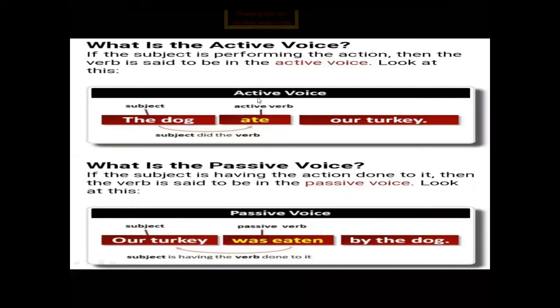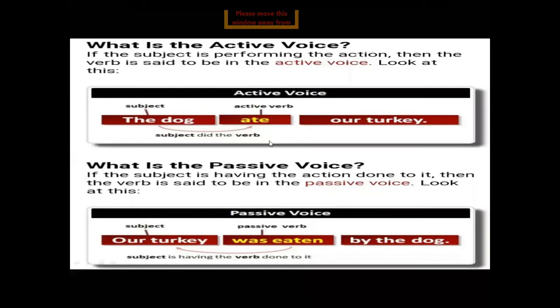Active voice example: the dog is the subject. Then ate is the verb, the second form of the verb. Then the object is our turkey. The dog ate our turkey. So in this sentence, the subject did the action.